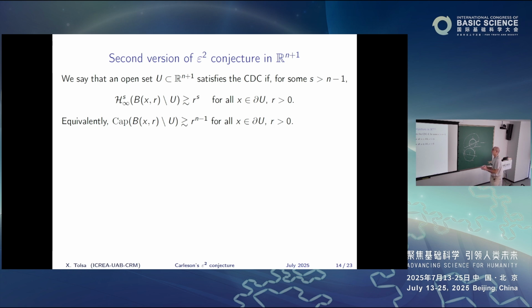Remember that this type of conditions are the ones that are good also to solve the Dirichlet problem. In particular this implies being regular, for example. So this must happen for all x in the boundary and for all radius R, with a uniform constant and for some S fixed. And this condition is equivalent to saying that this capacity is larger than R to the power n minus 1. I will not define this capacity now. It's the Newtonian capacity associated to the fundamental solution of the Laplacian, the one that has homogeneity minus n minus 1.